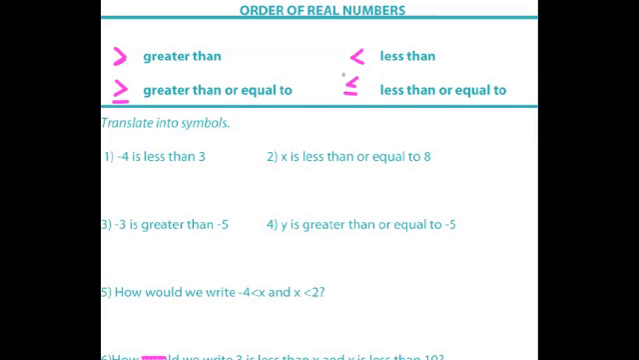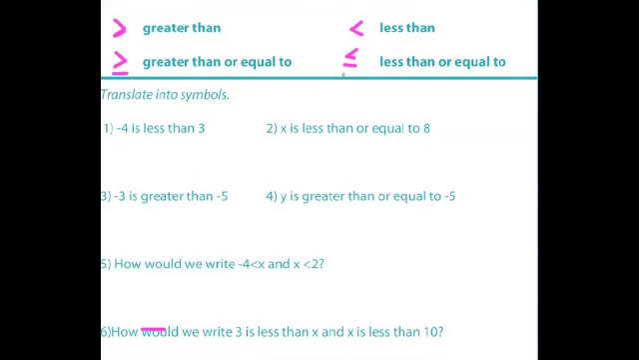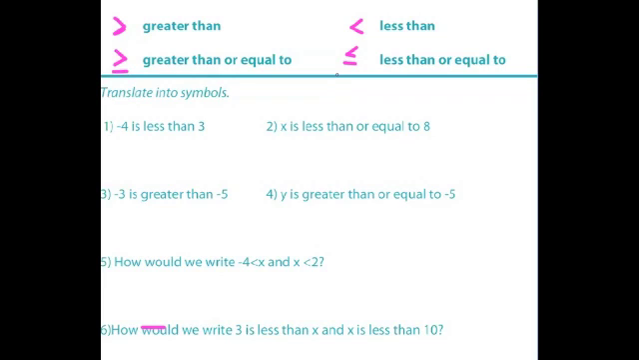Okay, so the first part of the day is to take these symbols, and I'll give you some words, and all I want you to do is to just translate them. Okay, so -4 is less than 3. When I say translate, that means that when you work these out, there should be no more letters or words in the final answer. So all we do is we take each thing. So -4 is less than, so looking at my four choices here at the top, less than is this guy, so -4 is less than 3, just like that.